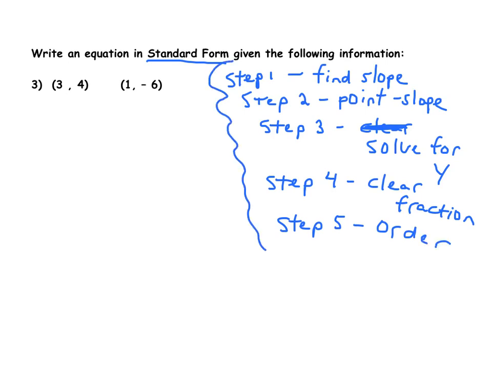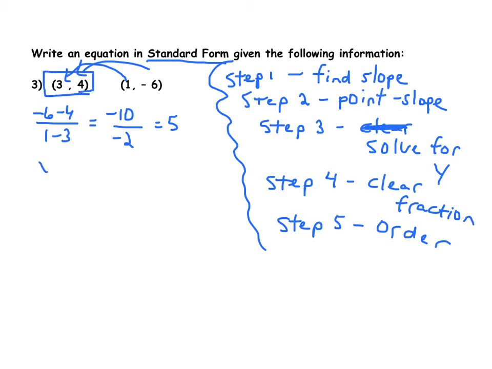All right, so here we go. Let's find the slope. So I do -6 minus 4, 1 minus 3, so my slope is 5. Next, I'm going to use point slope form with either point. I'm going to pick this point. So I do y minus 4 equals 5 times x minus 3.